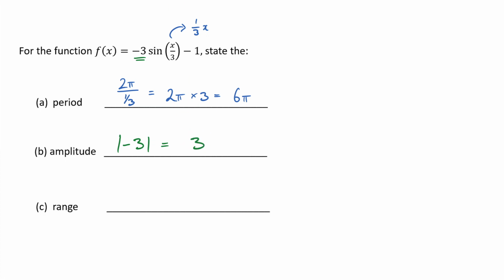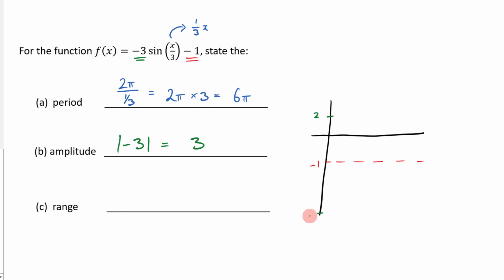Then the last thing that we need to consider here is our range. Now, to consider what the range is, we need to think of all the possible y values. So let's give this thing just a bit of a sketch to help us out here. So we know that because we've got this -1 here, the whole graph is shifted down. So -1 there. And then our amplitude tells us that we're going 3 up and 3 down from this point here. So 3 up would take me to 2 and 3 down would take me to -4. So that means the possible y values will be from -4 to 2.